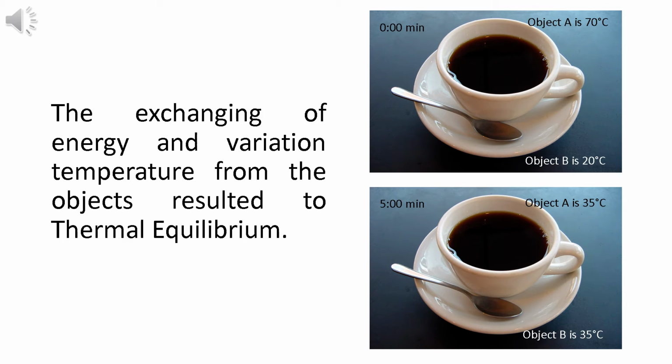From the term equilibrium, it means equal. So yun yung sinasabi natin kanina na eventually the temperature of object A and object B equals each other. So let figures A and B be an example. At 0 minutes, object A, the coffee, is 70 degrees Celsius. Meanwhile, object B is 20 degrees Celsius. Now, after 5 minutes, a thermal equilibrium occurred. Object A only has 35 degrees Celsius, meanwhile, object B also has the same 35 degrees Celsius.